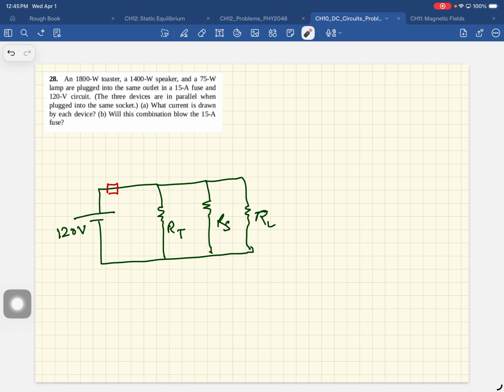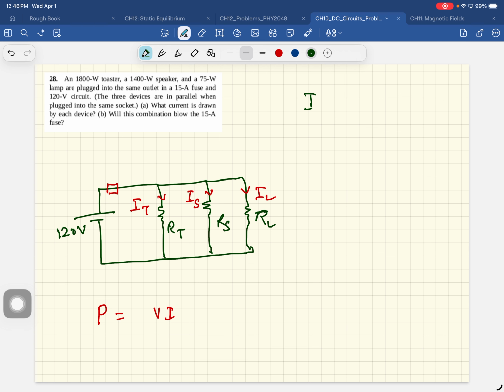All right, so what we'll do is calculate the current through each of these: through the toaster, through the speaker, and the lamp. They haven't given us the resistance, but they have given us their power rating. Power is VI. We'll use this formula. The voltage each device sees is 120 volts, so we can calculate the current through that device.